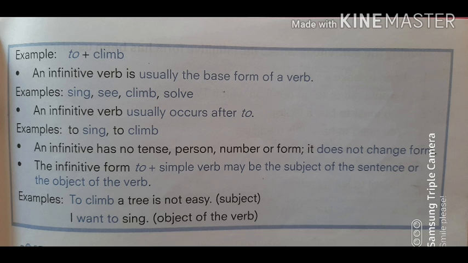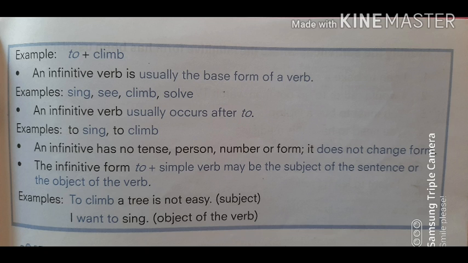An infinitive verb is usually the base form of a verb. Examples are sing, see, climb, solve. So if you want to write it as an infinitive, you will write to sing, to see, to climb and to solve. An infinitive has no tense, person, number or form. It does not change form. So wherever we use it, its form will not change.